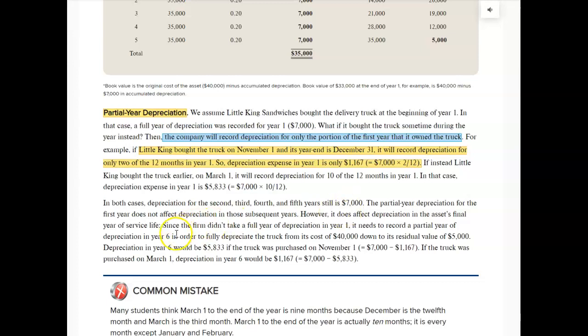Then you kick into the sixth year, and we have 10 months depreciation, and that will be the $7,000 for 1 year minus what we took the first year, and that's $5,833. So we still take the full $35,000 depreciation expense, except we have a smaller amount in the first year, and then some of it spills over into the sixth year. But we still use the $7,000 full year for the second, third, fourth, and fifth years.